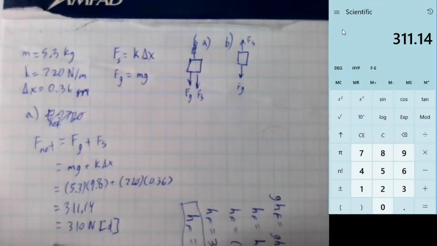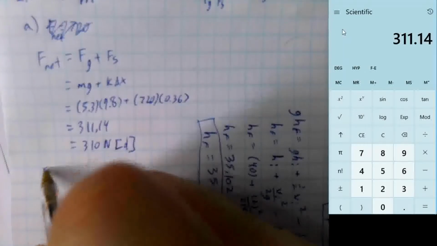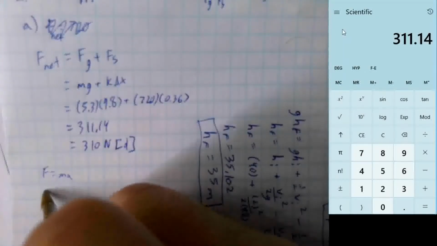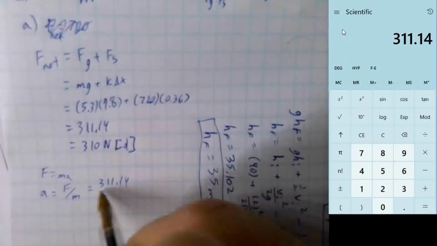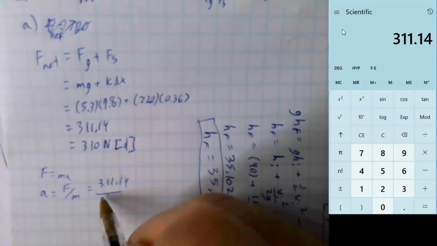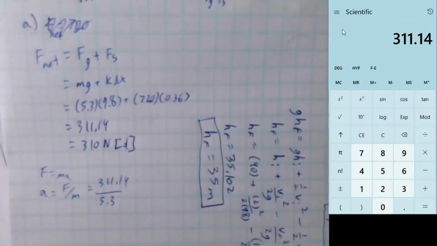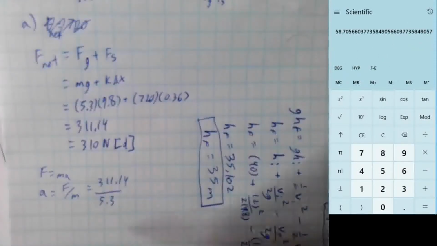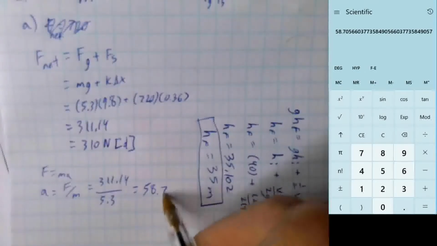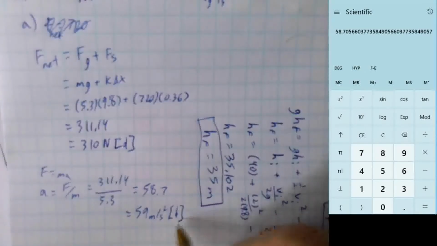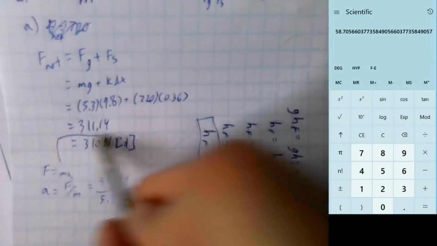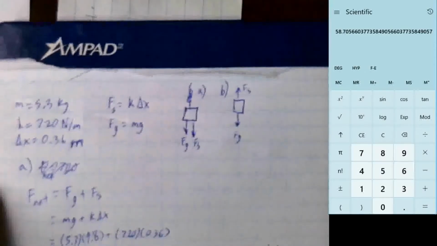Now I need to find the acceleration of this, and we know that F equals ma. So a equals F over m, which is 311.14, I use the exact value, divided by m, which is 5.3. So this value divided by 5.3 gets me to 58.7, or 59 meters per second squared down. That's the solution to this and to that.